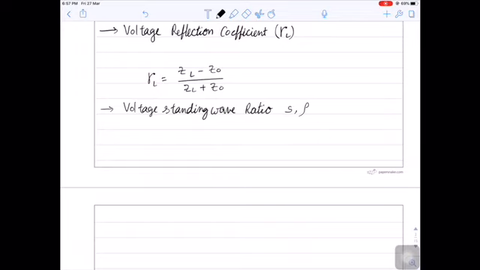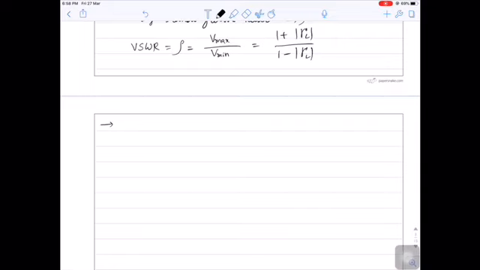Therefore, the voltage standing wave ratio rho equal to V max by V minimum, that is equal to 1 plus mod gamma L by 1 minus mod gamma L. This term we represent it with VSWR also. Then we discussed about two more parameters. One is phase velocity, the other is group velocity.